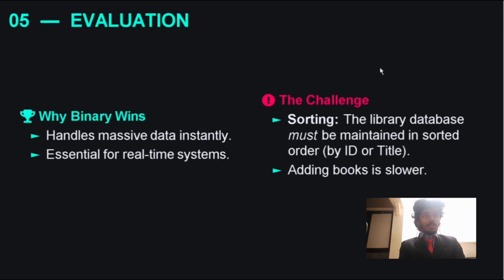So is binary search a perfect solution? Let's evaluate. Focus on the left column. It wins because it handles massive data instantly, which is essential for real-time systems where users expect zero latency. Let's focus on the second column. However, the challenge is maintenance, because binary search requires sorted data. Every single time we buy a new book, we must insert it into the exact correct alphabetical position. This makes adding books slightly slower, but it is a worthwhile trade-off for searching.